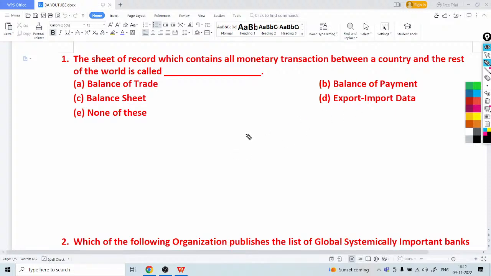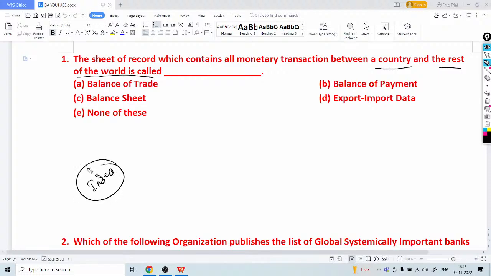Here comes question number one. The sheet of record which contains all the monetary transactions between the country and the rest of the world. This is the transaction between our country, like India, and the rest of the world, with other countries. Whatever monetary transaction has been made over here is called the balance of payment.